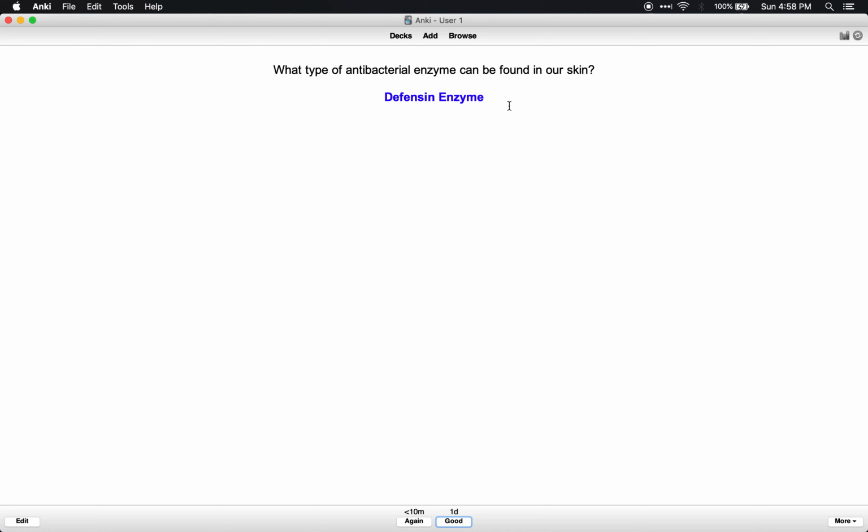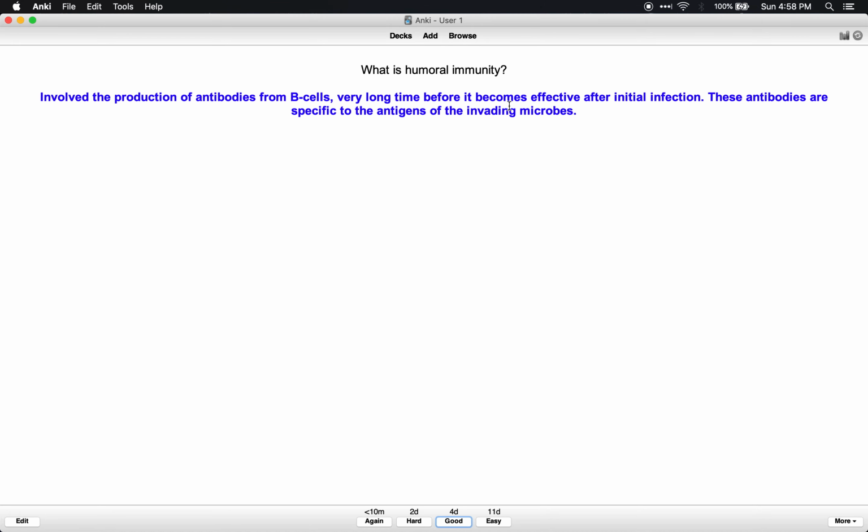Defense and enzymes on our skin. Humoral immunity is just antibodies dissolved and acting in the blood rather than within cells.